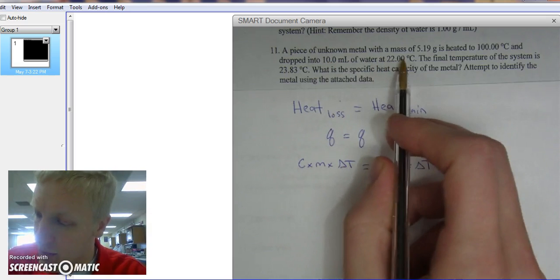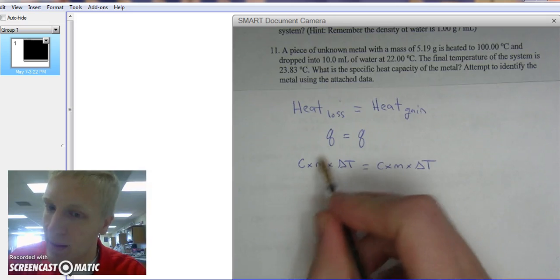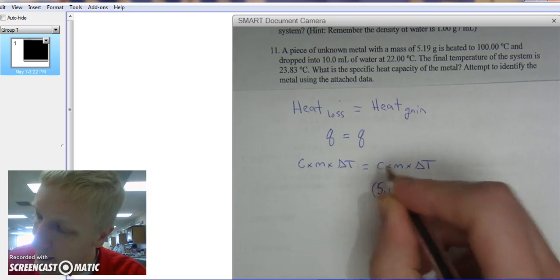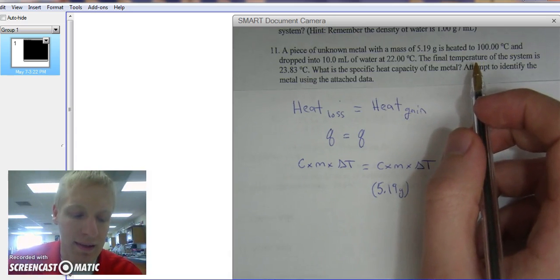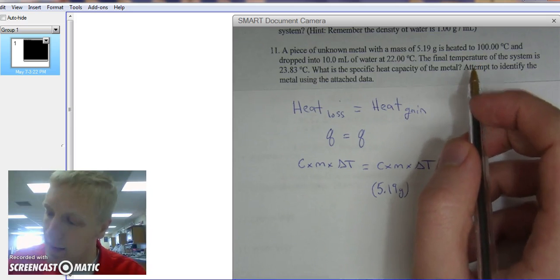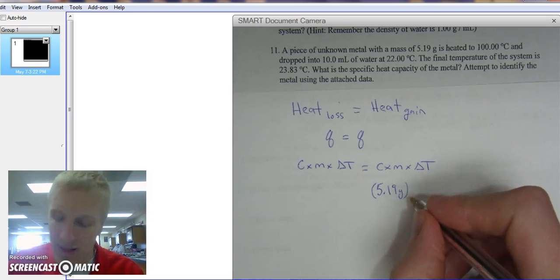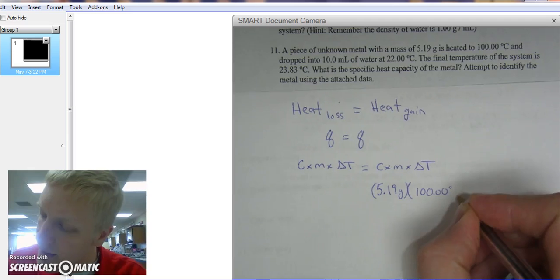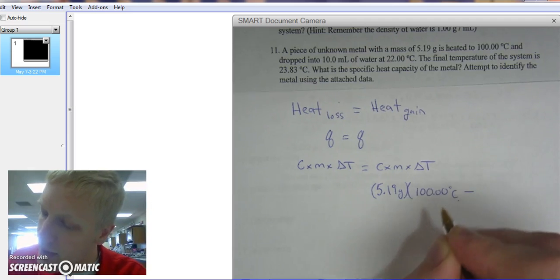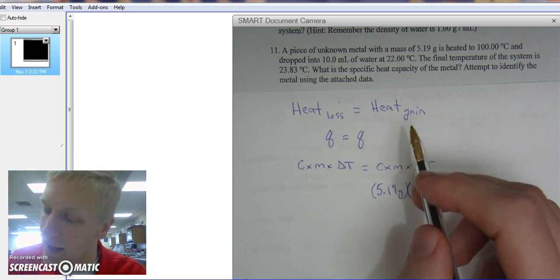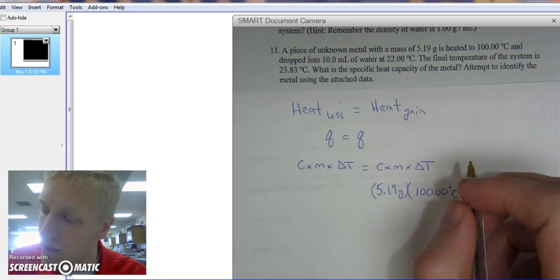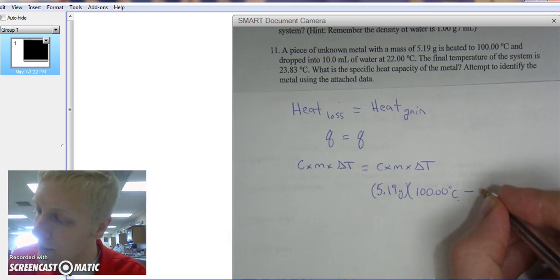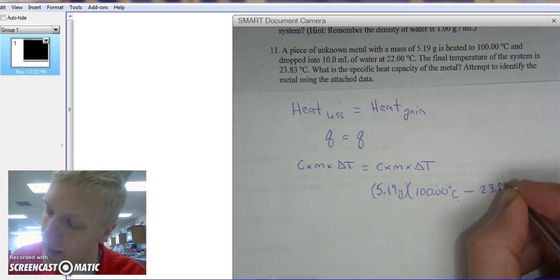So, we've got a piece of unknown metal with a mass of 5.19. Let's say this side is my metal side, this side is my water side. 5.19 grams, that's my mass. It's heated to 100 degrees Celsius. So that's going to fall under my change in temperature. It's the final temperature because it's heated to, so that's the final temperature of the metal, and dropped into 10 mL of water at 22 degrees Celsius. The final temperature of the system is 23.83. So after it cools down, it's going to be 23.83 degrees Celsius.